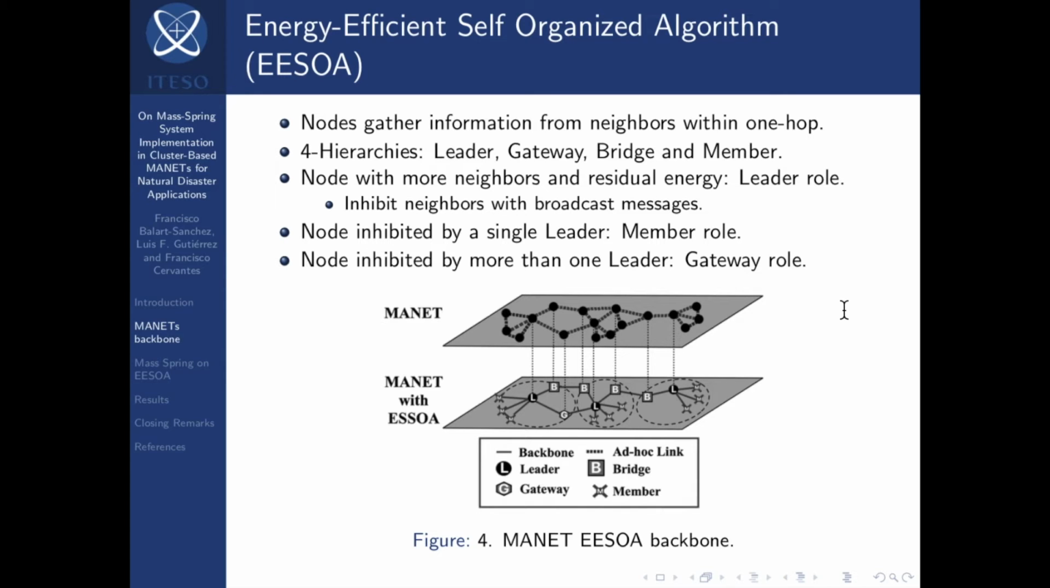The node with more neighbors and residual energy will be called leader, and then it will start to inhibit the neighbors. A node inhibited by a single leader is called a member. A node inhibited by more than one leader will be called a gateway. And a member that is connecting to another member from another cluster will be called a bridge.